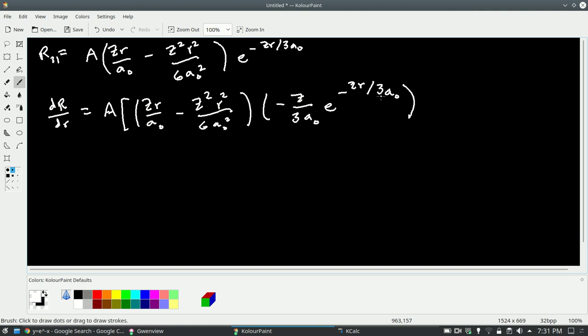All right, so function of the first one times derivative of the second one plus function of the second one times derivative of the first one. So derivative of this guy is z over a naught minus 2 all of this times r. So minus 2 z squared r over 6a naught squared. Okay? And then close parenthesis and close bracket.